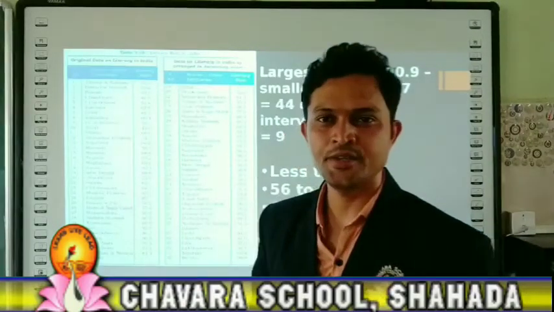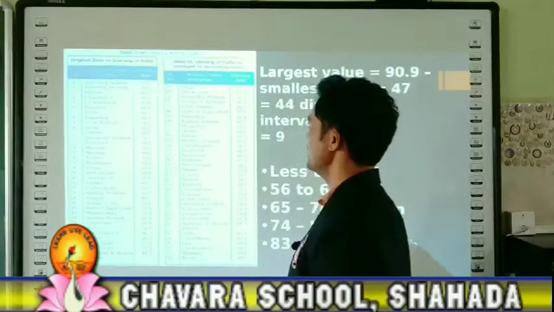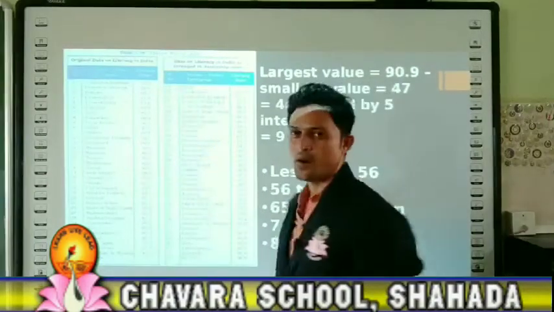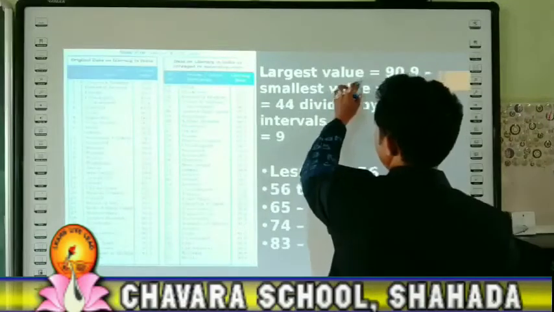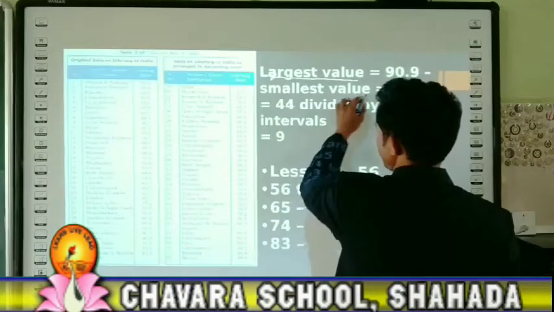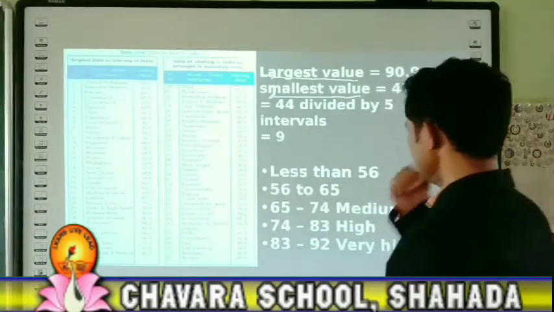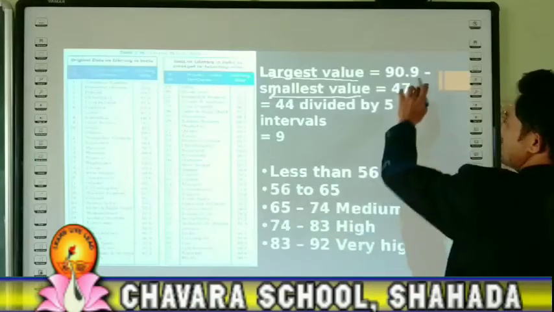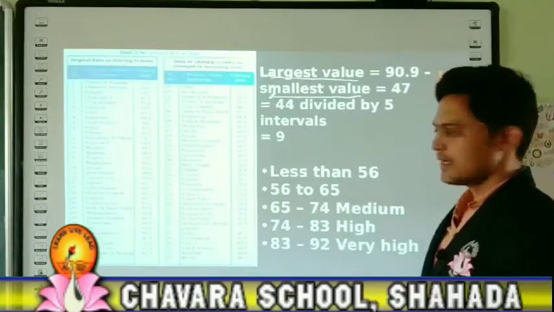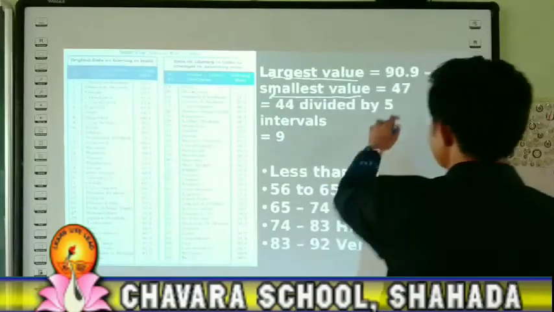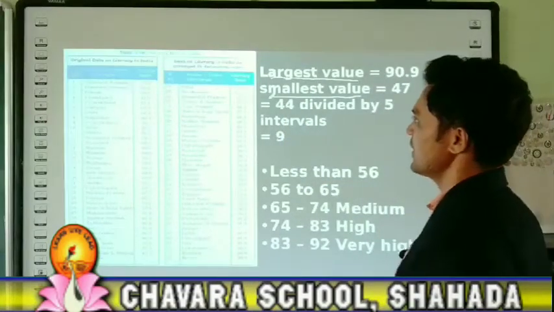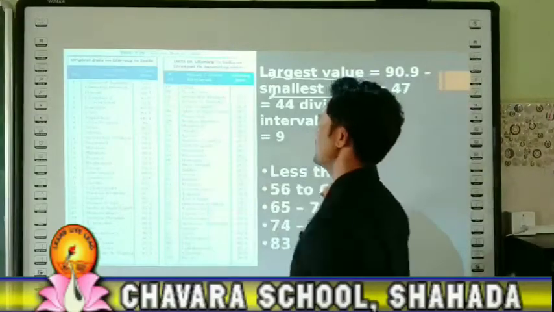And after arranging the statistical information in ascending and descending order, Nancy got the largest value and smallest value of the given data. And what is the largest value? That is 90.9, and that is the highest literacy rate, of Kerala. And the smallest value is 47, that is the lowest literacy rate, of Bihar.